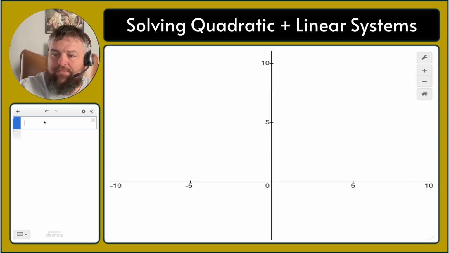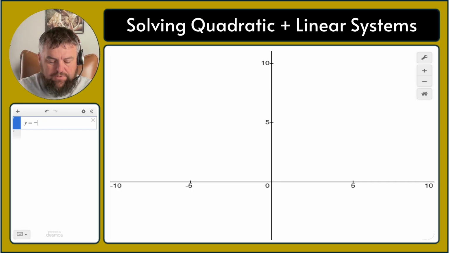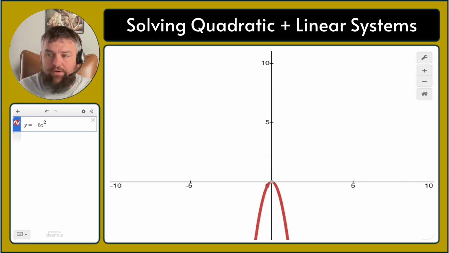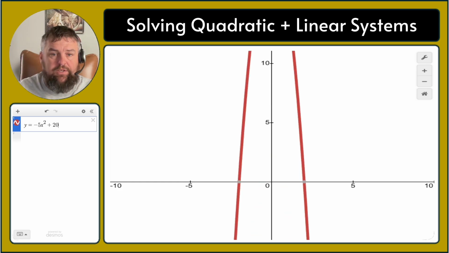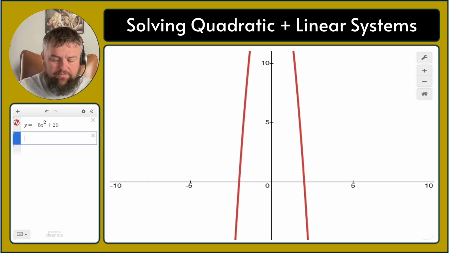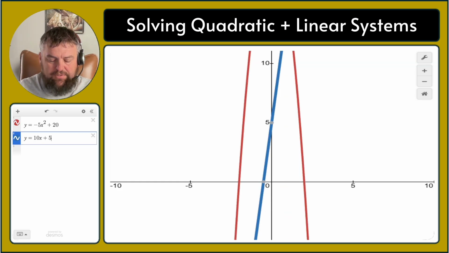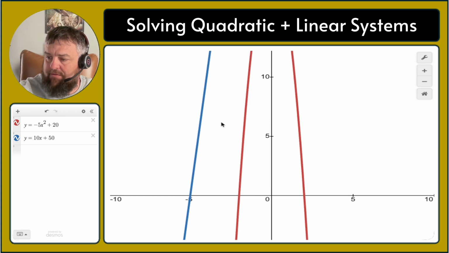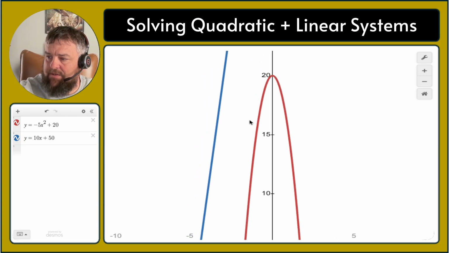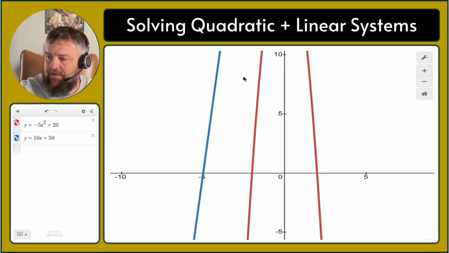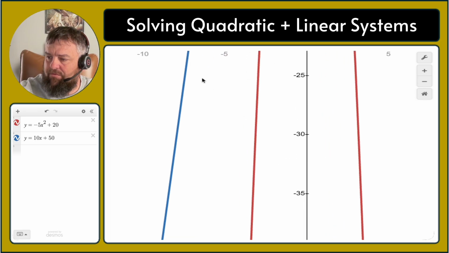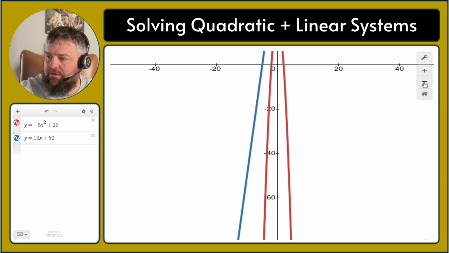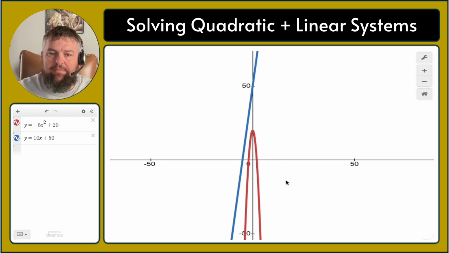Okay, so we're going to take the function y equals negative 5x squared plus 20. Okay, there's your function. And then I have y equals 10x plus 50. Okay, so I'm going to have to move around. You can see for one, it's almost like it's running at the same slope as well. But these two functions are never going to cross each other. They're never going to cross paths. So it's an imaginary solution.